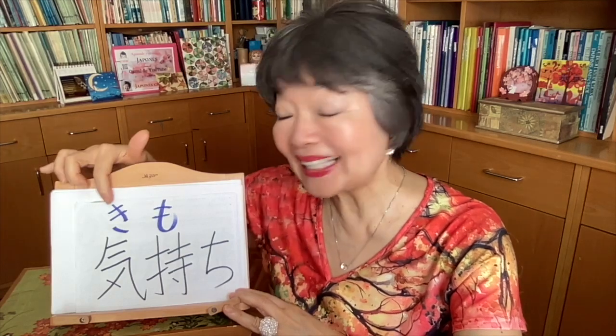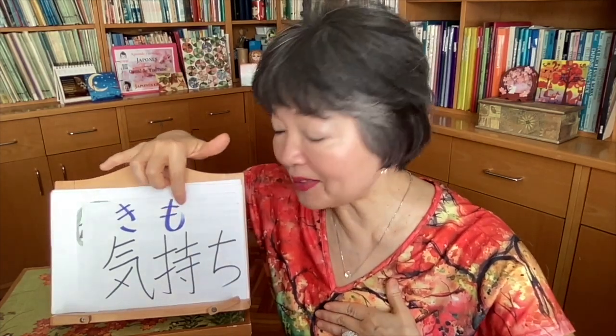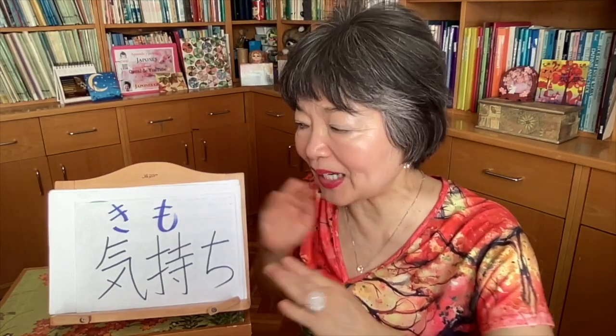"You understand my feelings, right?" Feeling, sensation, mood: 気持ち. The kanji meaning of 気持ち: 気 is the inner energy that I've got, and 持ちます means to hold in hand. That is, I've got it, I possess something. So I have this inner energy.